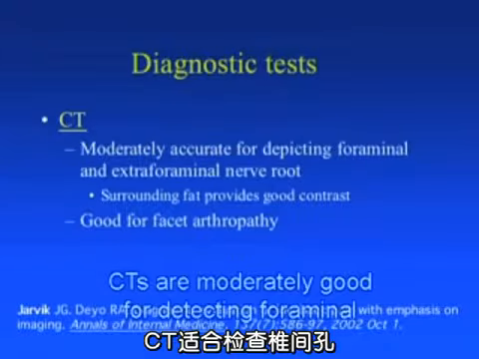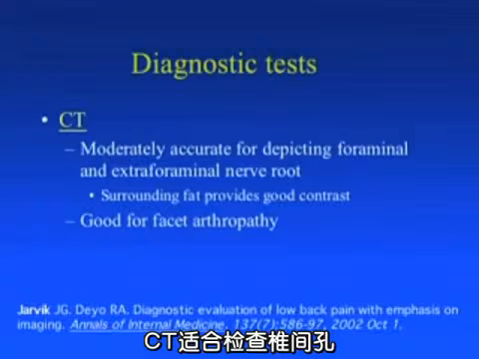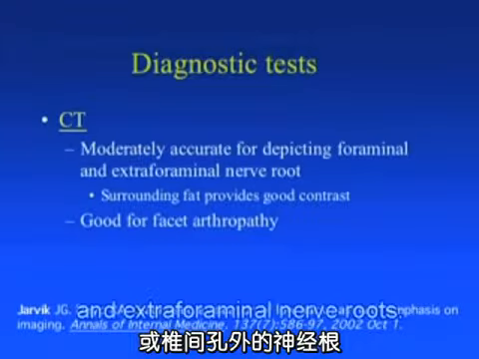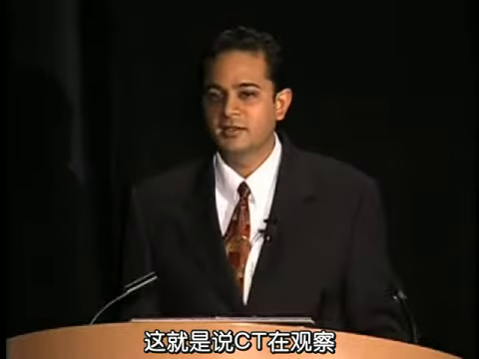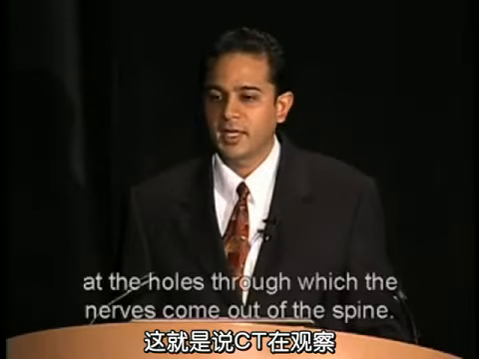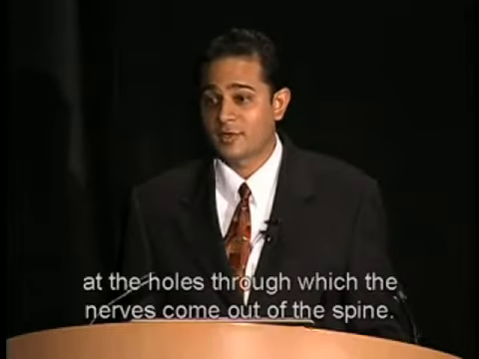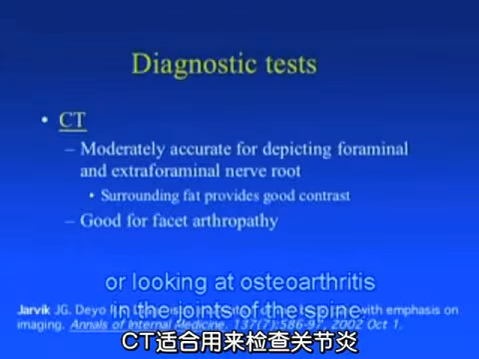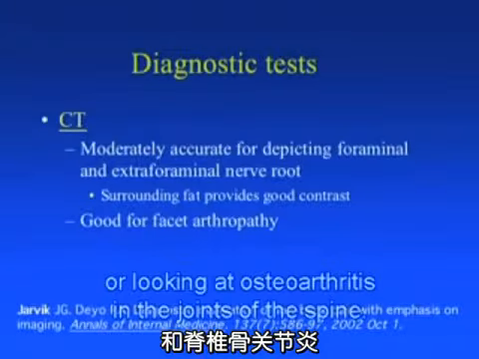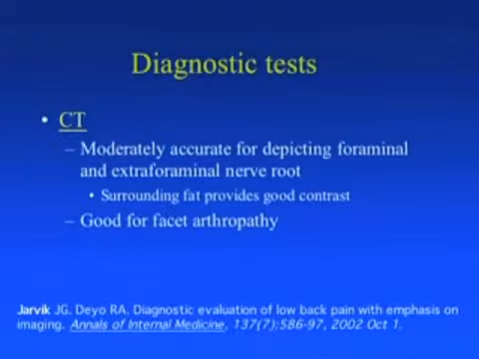CTs are moderately good for detecting foraminal and extraforaminal nerve roots. Basically what that means is CTs are not bad at looking at the holes through which the nerves come out of the spine. CTs are very good for facet arthropathy, or looking at osteoarthritis in the joints of the spine.